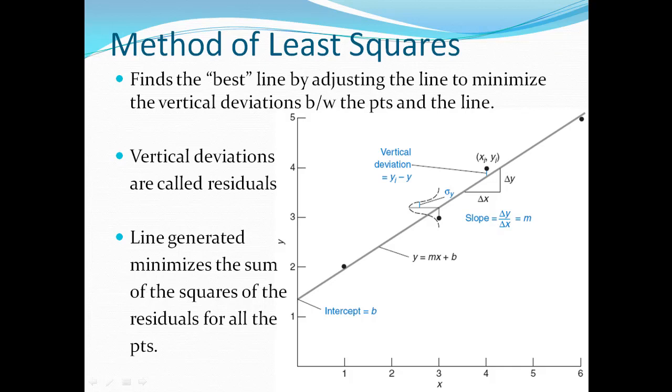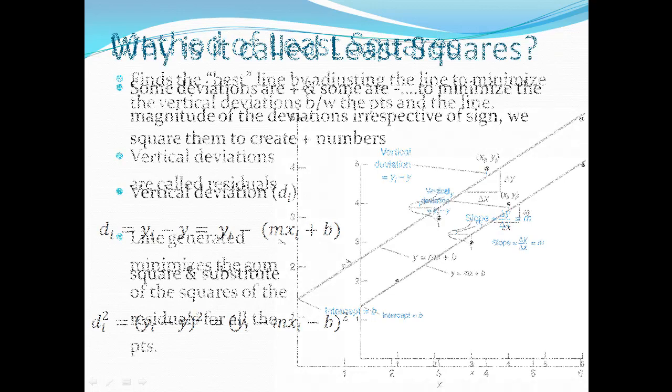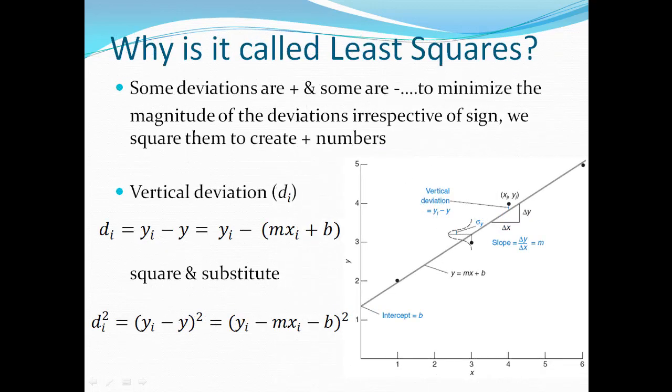The line that gets generated minimizes the sum of the squares of the residuals for all the points. Those vertical deviations, by the way, are called residuals. Now let's talk about how they actually compute that vertical deviation. So why is it called least squares? Well, you have some deviations that are positive and some deviations that are negative. So to minimize the magnitude of those deviations, no matter the sign, we actually square them to create positive numbers.